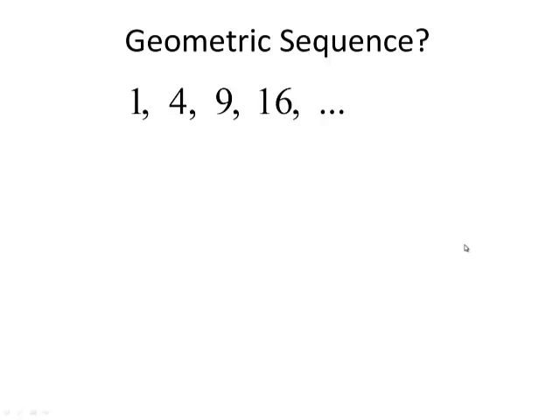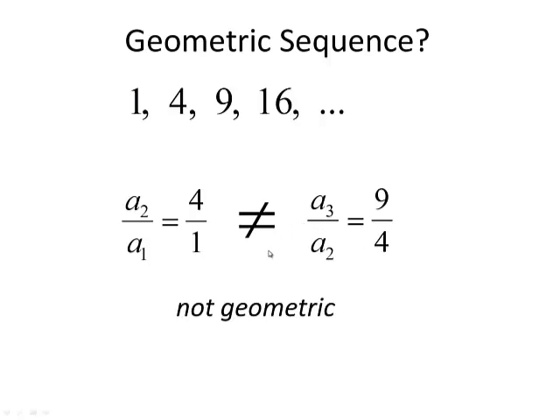Okay, geometric sequence, yes or no? Well, this is times 4. Then nope, it's not, right? 4 over 1 and then 9 over 4 don't equal each other. So it can be a fraction. 9/4 is perfectly fine, but it's not the same as 4 over 1, or it's not the same as 16 over 9. So this is not geometric.